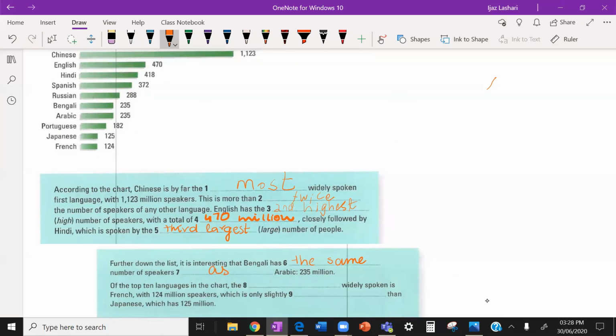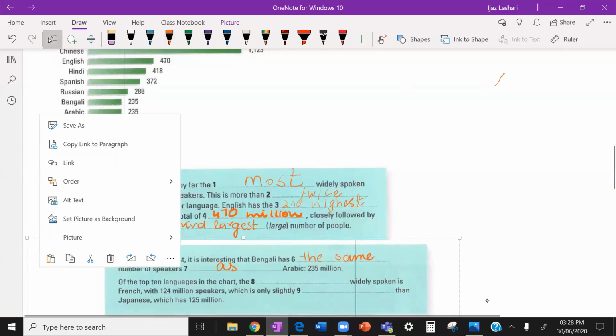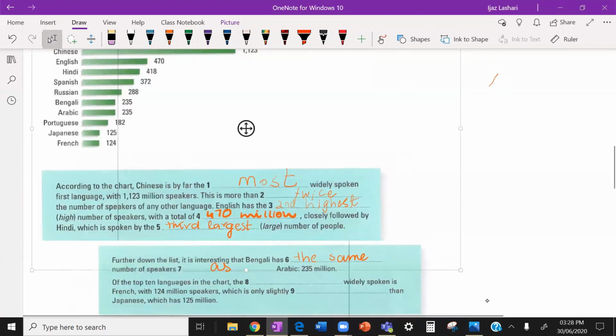Bengali has the same number of speakers as Arabic, 235 million, because these are the same numbers. So you make a comparison using the same as. When you say the same as, it's a kind of comparison. Okay, now we move on. The next paragraph: on the top 10 languages in the chart, the dash widely spoken is French. So can you say any comparative? Not 10th. Thank you, Zahra.